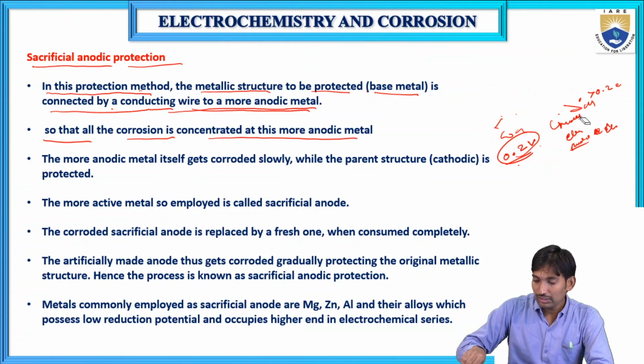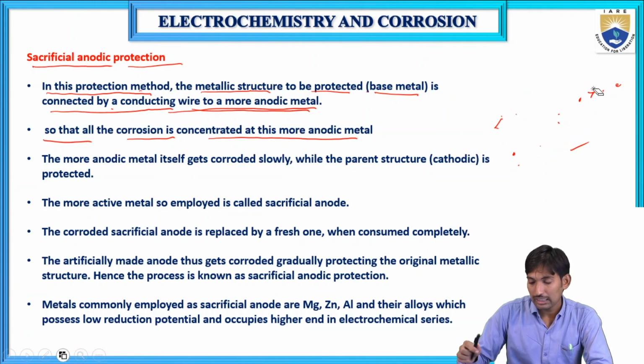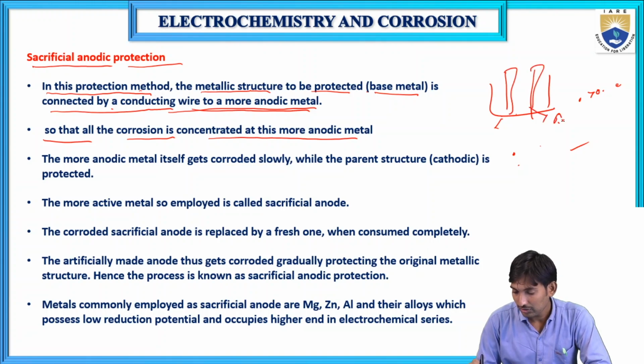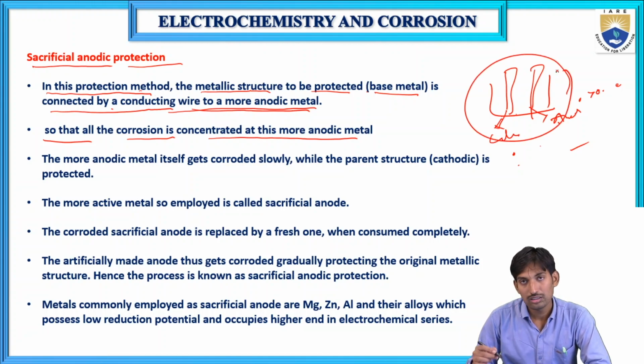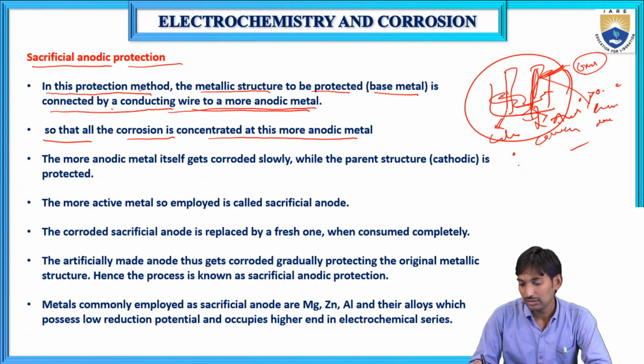Okay. What happens in electrochemical corrosion? At the anode, oxidation takes place. These two metals are there. This is the anode. This is the cathode. When these two are exposed to the corrosion environment, this anode undergoes oxidation and it will be corroded. Our base metal acts as the cathode. It will be protected from corrosion.